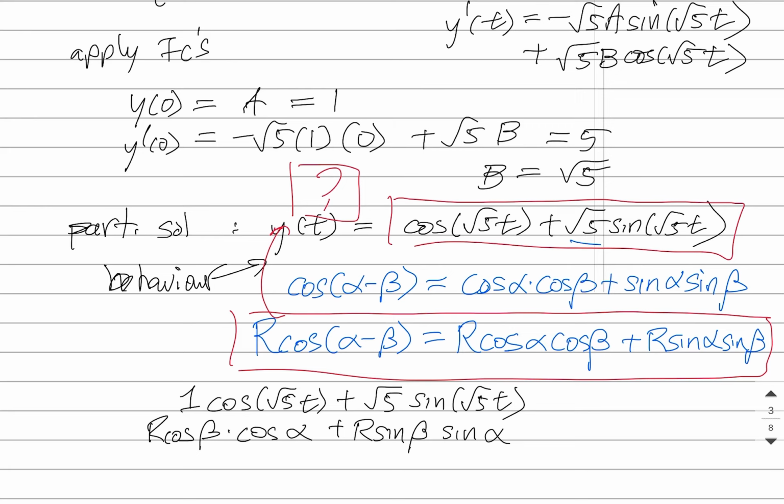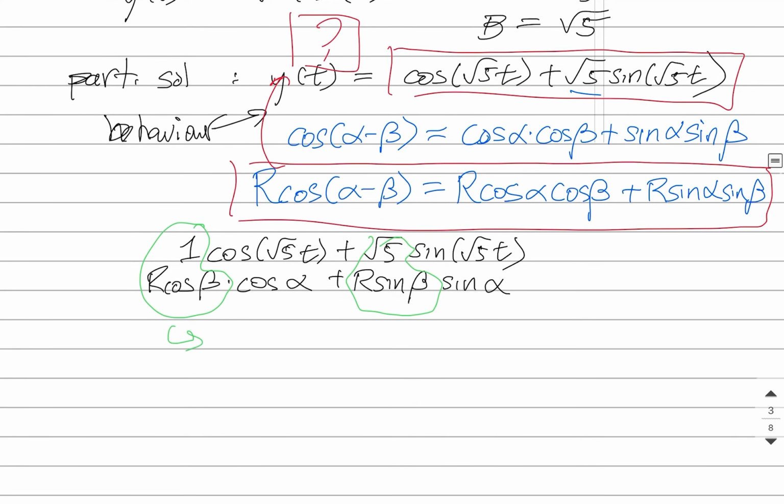So I need these things to be true. What I need is two equations to help me find beta and r. Finding r's pretty straightforward. 1 squared plus root 5 squared is going to be r squared cos squared beta plus r squared sine squared beta. So that means r squared is going to be 6, so r is root 6.